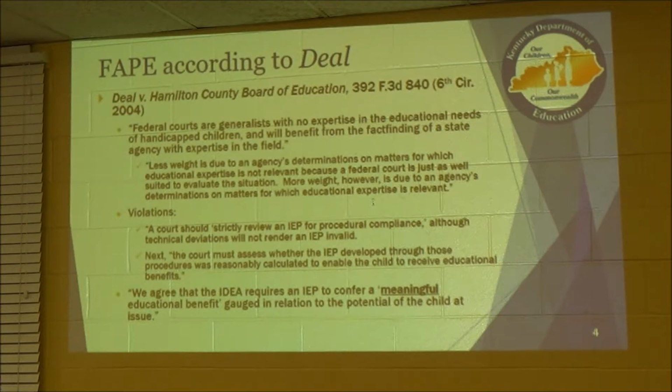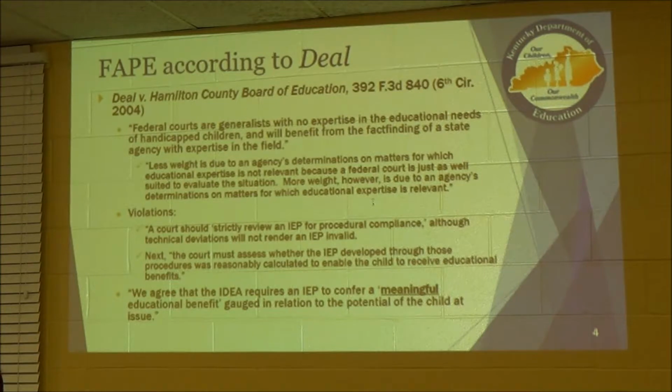So in any event, this matter proceeded through and it went all the way up to the 6th Circuit Court of Appeals, which again is binding in Kentucky. And they said federal courts are generalists. We don't have any expertise in the educational needs of children with disabilities. And we will benefit from the fact-finding of a state agency with expertise in the field. And that means that, in general, as far as the facts go, we're going to defer to the state agency that conducted that 27-day hearing. We're not going to get too in the weeds on the facts.